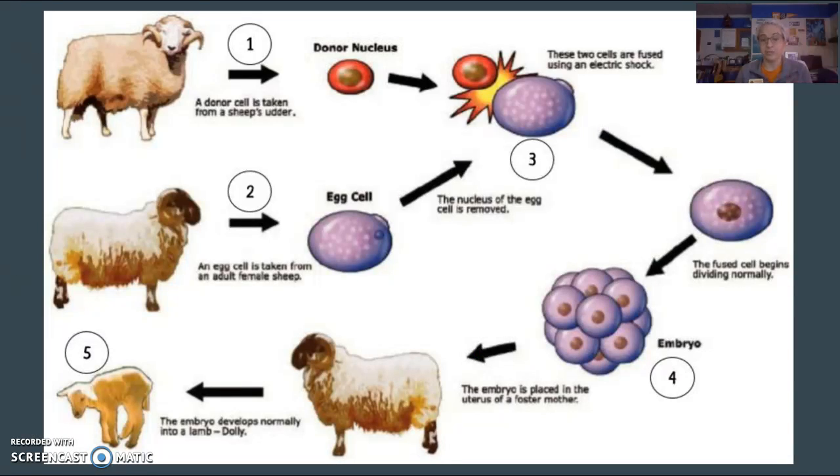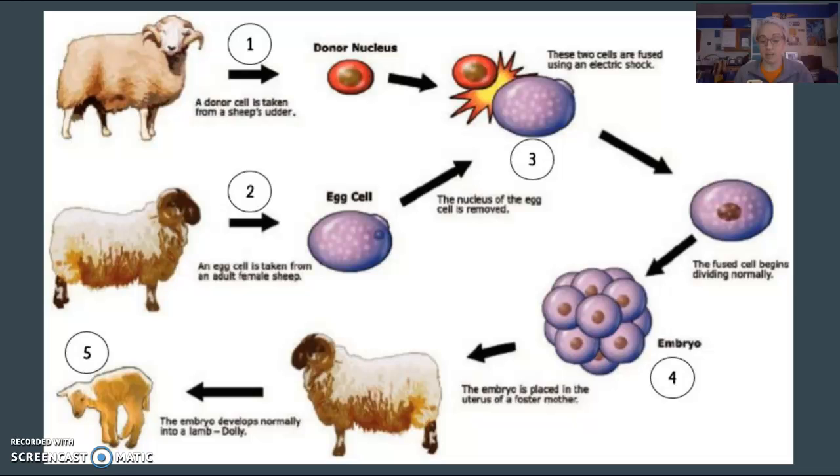So if we look at the diagram, 1, 2, 3, 4, 5, it goes along with the numbers on the previous slide. So number 1, we have our donor cell, sheep. We're taking a somatic cell of sheep 1 and removing the nucleus of that cell. Sheep 2, we're taking the egg cell from an adult female, removing the nucleus of the egg. Then we take that empty egg and the solo nucleus from sheep 1, and we fuse them together.